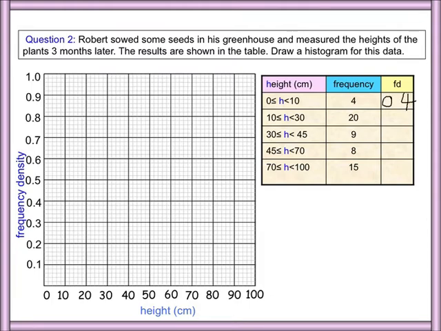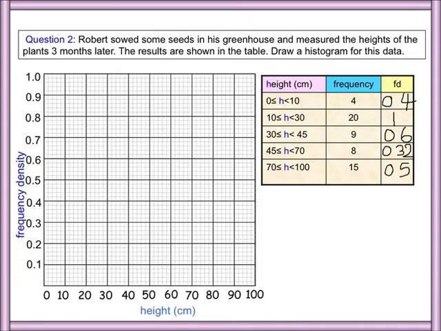For the next one, a frequency of 20 divided by a class width of 20 will be 1. Then I've got a frequency of 9 divided by a class width of 15. 9/15 is the same as 3/5, so that must be 0.6. You could have got a calculator for this as well. And then 8 divided by the class width of 25. 8 divided by 25, well, that's the same as 32 over 100, so that must be 0.32. And 15 divided by the class width of 30, well, that's a half.